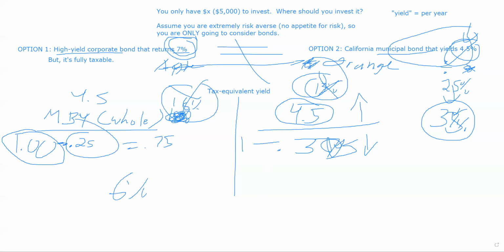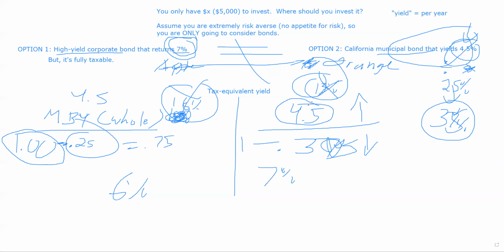And then over here, we're going to take 4.5 and divide by 0.35. I'm sorry, 0.65, 1 minus 0.35. Let's try that again, 4.5 divided by 0.65. There we go, 6.9, let's round it to 7%.